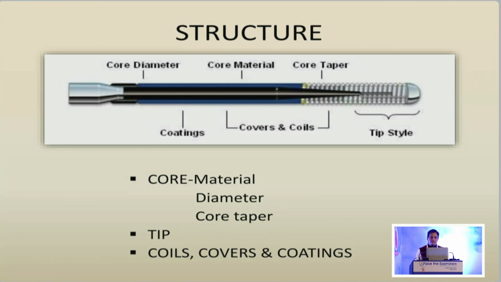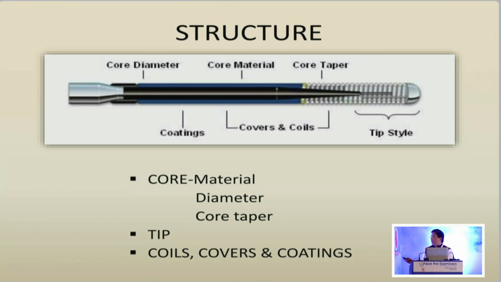You can see that this is the major part. So this is the core, which is the structure, which can be of 3 types. You can have a steel, you can have a high tensile steel, or you can have a nitinol. Okay, these are the 3 core materials.